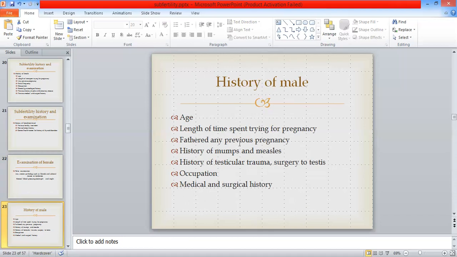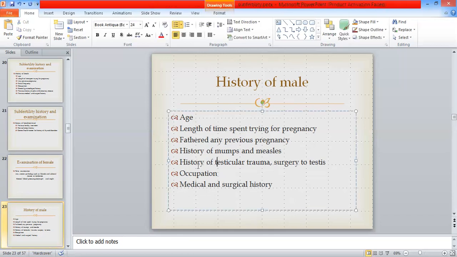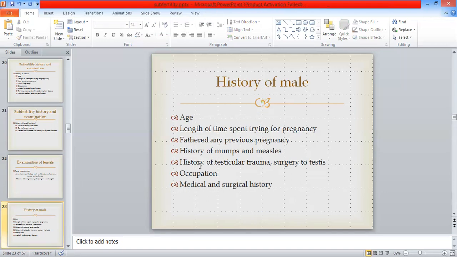That means whether this is the first marriage or the second marriage of the male partner. If this is a second marriage, whether he has had a pregnancy with his first wife or not. The second thing is a history of mumps and measles causing inflammation and infection of the testes, so it causes orchitis. Orchitis occurs when spermatogenesis is affected, so the patient has problems with the semen.